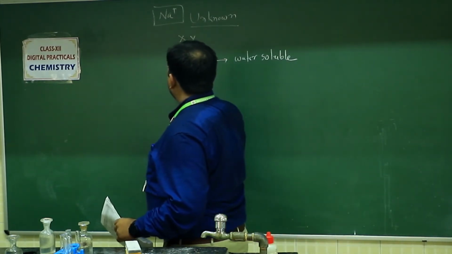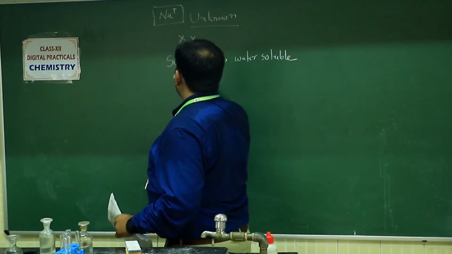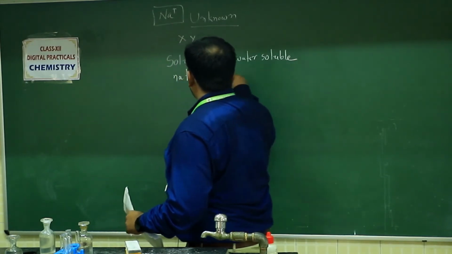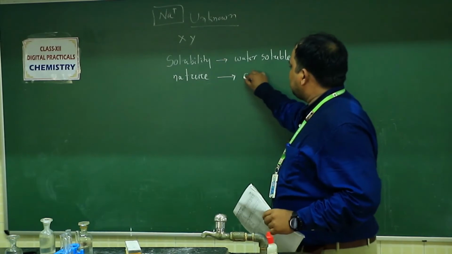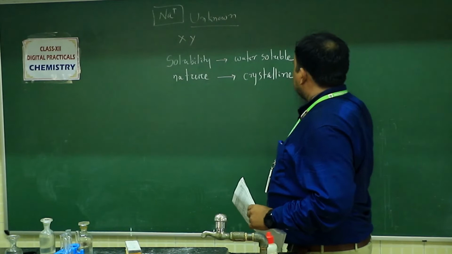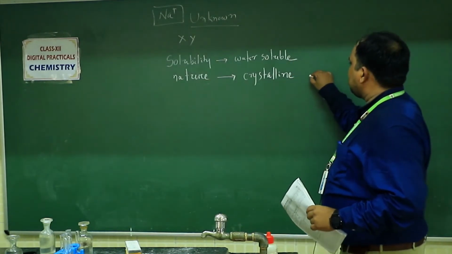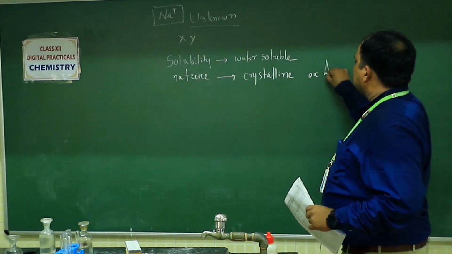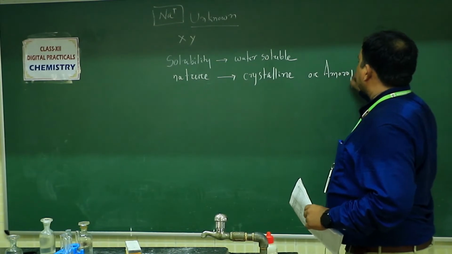Next we'll go for its nature. Nature means you will see whether it is crystalline or amorphous. Simply hold it in your hand; if it feels like crystals, that is crystalline. If it feels like powder or talc, that is called amorphous. So you can find this easily.